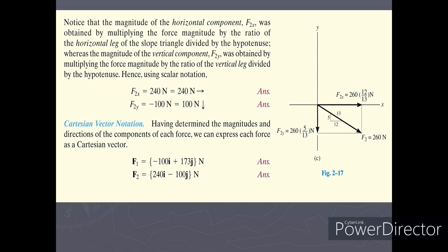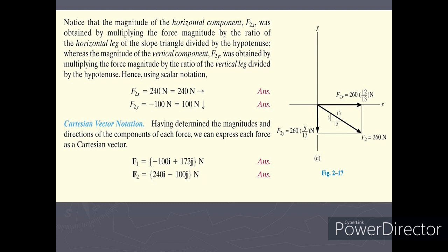You don't just say we sum the horizontal. We already formed the vector forms, F1 and F2 have been represented in Cartesian vector form. So the resultant force will just be F1 plus F2 in Cartesian vector form. So now we'll just sum this up, and what do we have? 140i and then plus 73j.